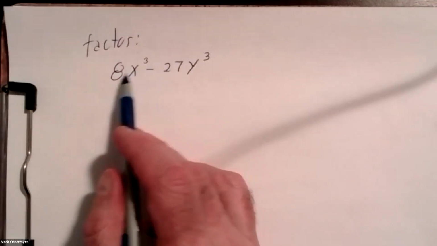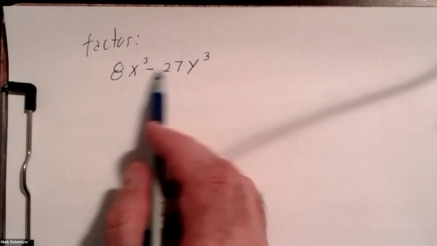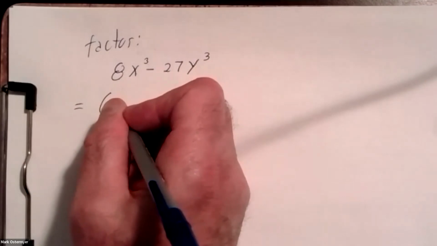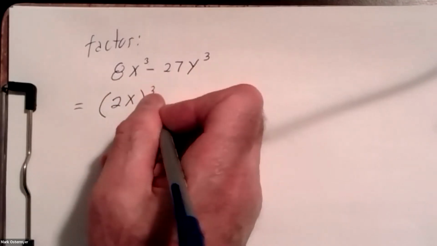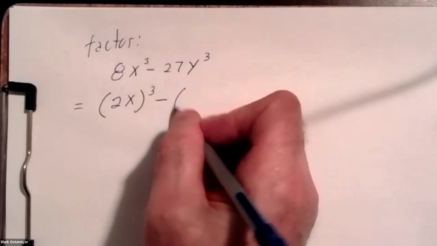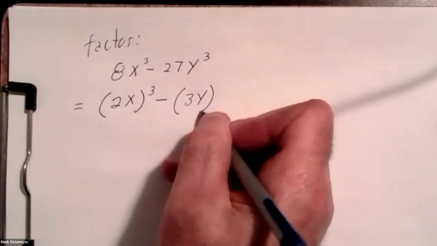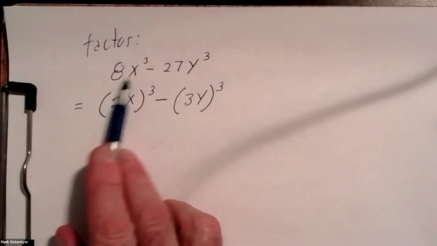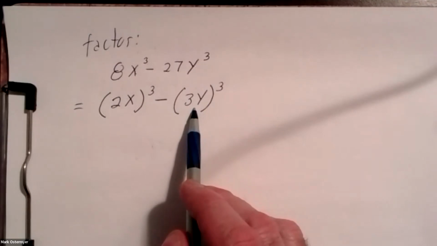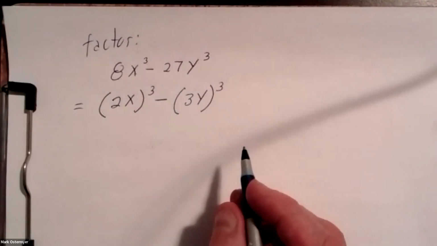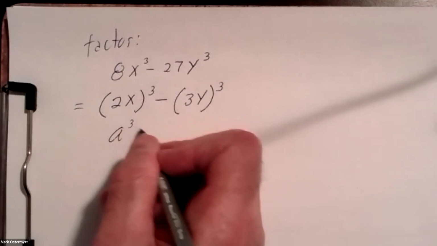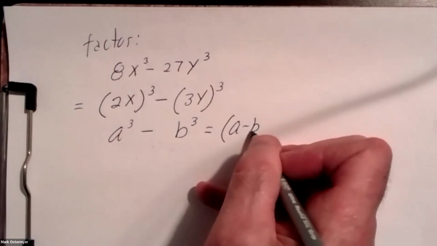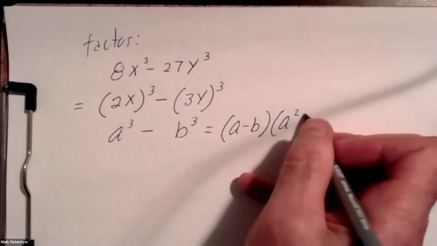It looks like it's the difference of not squares, but the difference of, it looks like cubes again. 8x cubed is the monomial, 2x cubed. 27y cubed is the monomial, 3y and whole thing cubed. 2x times 2x times 2x is 8x cubed. 3y times 3y times 3y is 27y cubed. So we definitely have the difference between perfect cubes. And this factors into this right here.